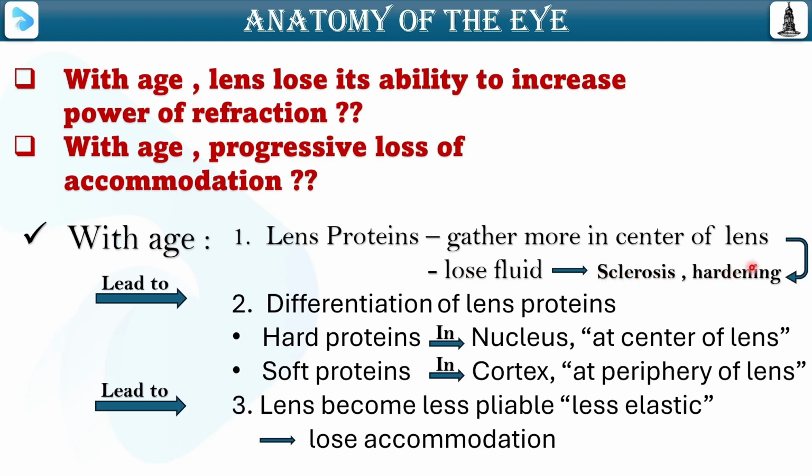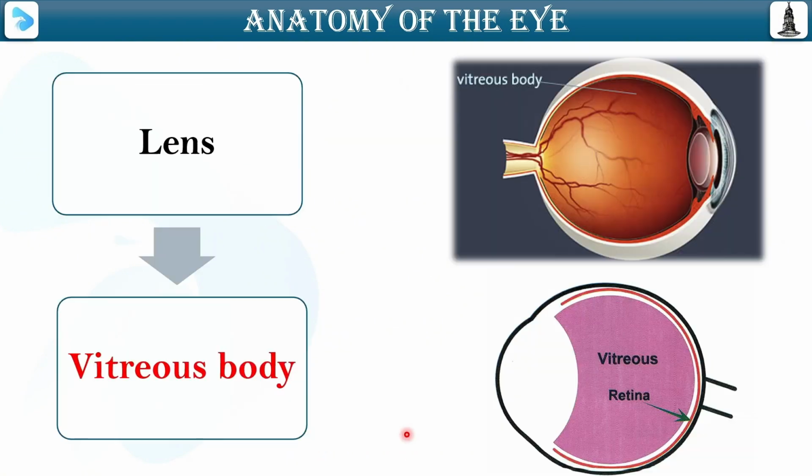Okay, so sclerosis and hardening will lead to differentiation of lens proteins. How? There will be hard proteins and soft proteins. The hard proteins are in the nucleus in the center of the lens. The soft proteins are in the cortex at the periphery of the lens. And this differentiation of the lens proteins will lead to what? The lens becomes less pliable, less elastic, and this will lead to loss of accommodation.